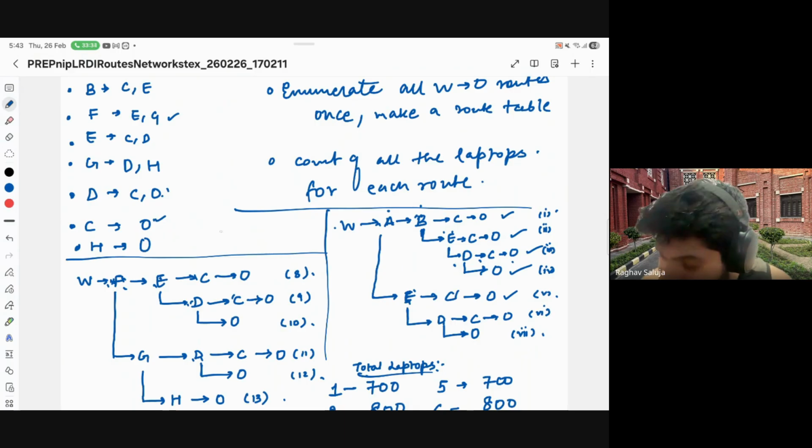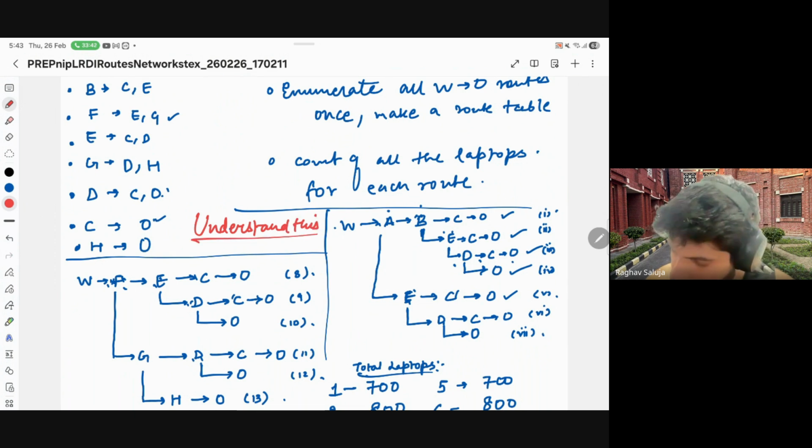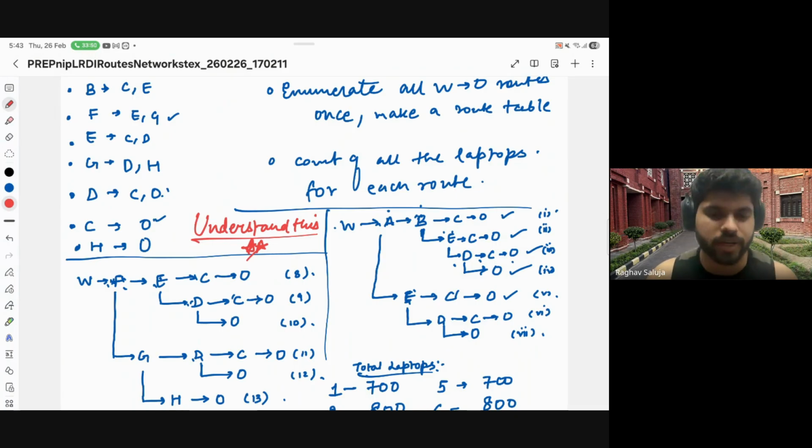So once you understand this, you will be able to solve any question. You'll never get a routes and networks question wrong. This is my guarantee. So I hope this is clear. Now go back, watch these two videos 2 times at least, and get those concepts in your head, the backward method and the forward branching method. And if you know these two guys, routes and networks is done.